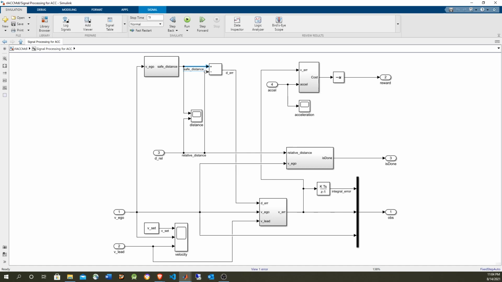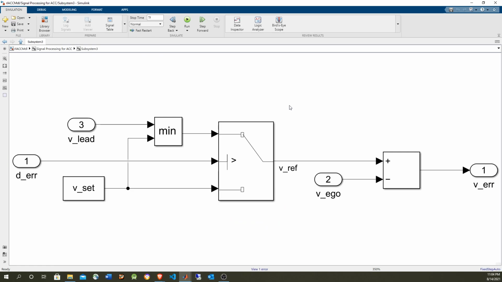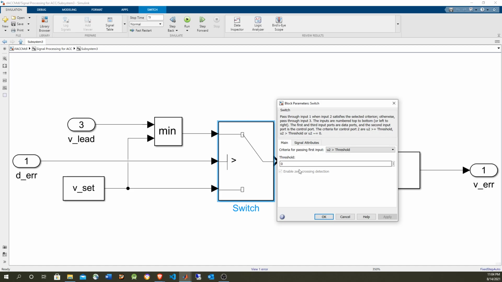So you subtract the safe distance minus the relative distance, and we're going to feed it into here, and here we're going to compute the velocity error. You want to bring that velocity error down to zero, which means that you want to get into that selected velocity. So we're going to see how that velocity is selected. We feed the velocity of the ego car and the velocity of the lead car. Once we go in here, we're going to have a switch, and the decision of the switch has a threshold of 0.